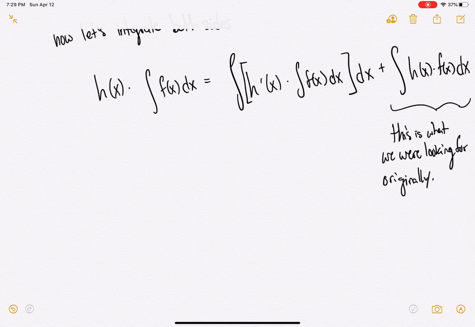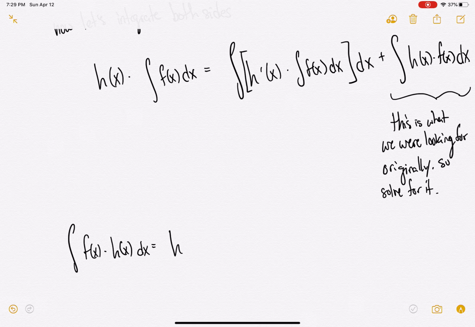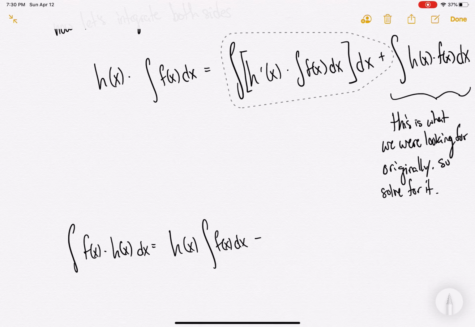So what should I do? I'm going to isolate that. Really solve for it. What is it? It's saying that the integral of f of x times h of x dx is equal to, what is this first piece here? The first piece is h of x times the integral of f of x dx minus, so all I've done is subtract this on both sides and then rewritten everything else.